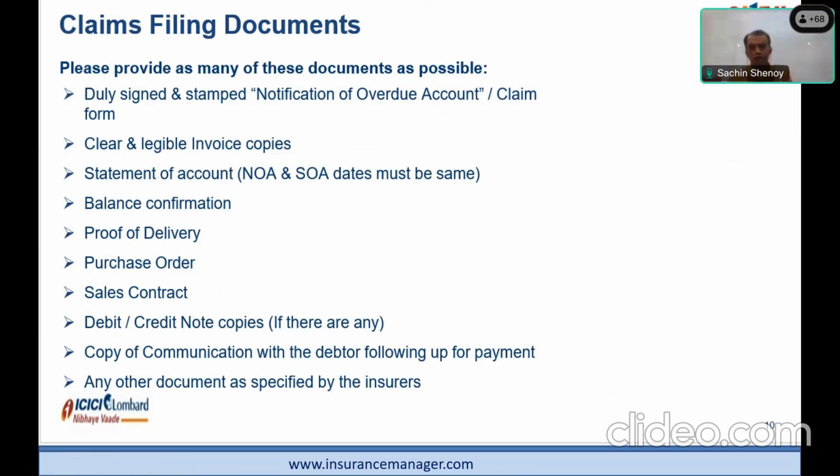Claim filing documents: what information is required? First is the claim form, which will be part of the policy document. Then your invoice copies need to be submitted. Your statement of accounts, that is your account statement in relation to that particular buyer, needs to be shared. If you follow a practice of periodic balance confirmation, then your latest balance confirmation with that buyer can be shared. Proof of delivery, that is the shipping bill or e-way bill, can be shared. Purchase order or sales contract, if your business has this practice, can be shared with the insurance company.